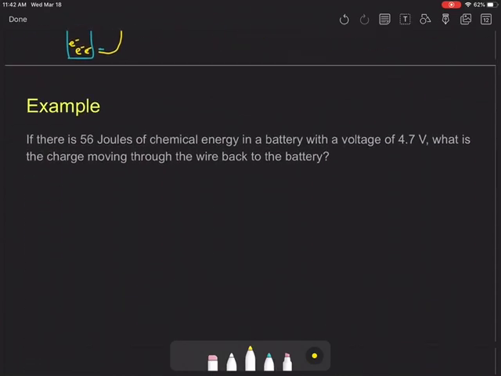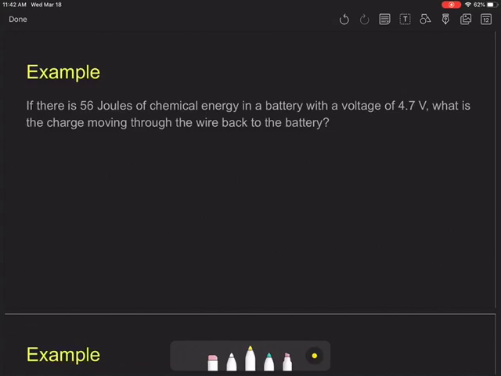The next thing we have is another example. We have a couple more of those, just to make sure we're feeling pretty confident with the calculations here. So the next question is, if there are 56 joules of chemical energy in a battery with a voltage of 4.7 volts, what is the charge moving through the wire back to the battery? So here we have 56 joules. We know energy is measured in joules, so our E is going to be equal to 56 joules. We are also given that our voltage is 4.7 volts. So V is equal to 4.7 volts.